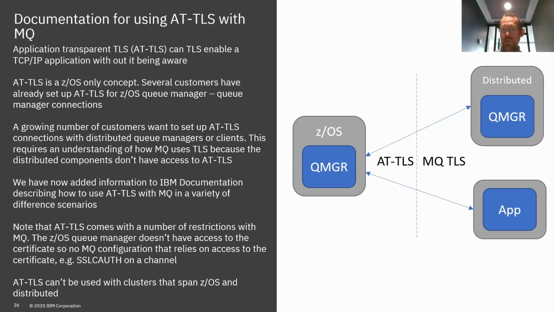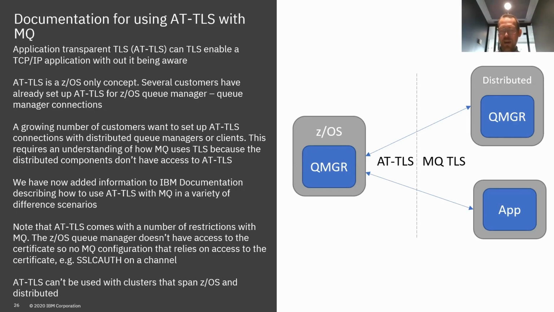And that means if you have two z/OS queue managers, you can use ATTLS to encrypt the data being sent between them without using MQ's TLS support. And that's great. We've had lots of customers doing that if they're doing Z to Z connectivity. The MQ admin doesn't need to care about it. They delegate that down to their network admins, and they sort it out because they'll have done it for DB2 and CICS and all the rest of it already.